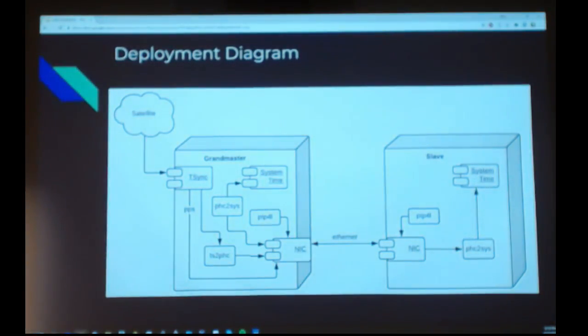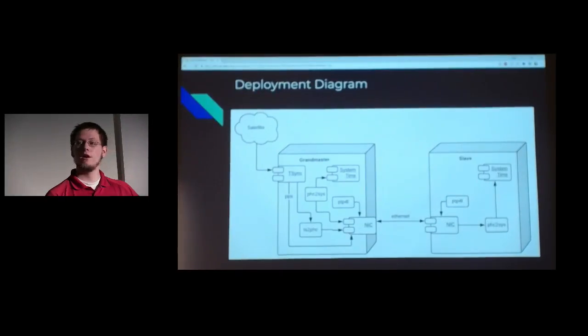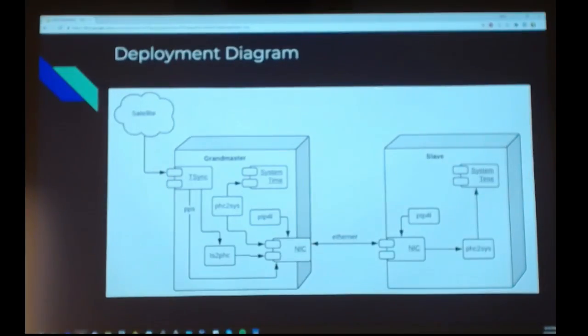So the deployment diagram for our system shows that the GPS time comes in from the satellite into the T-Sync card. Then the time is set from the T-Sync card to the NIC. The NIC sets the system time. Then the time is sent across the network using PTP4L, and the system time on the slave is set by the NIC utilizing PHC2sys.